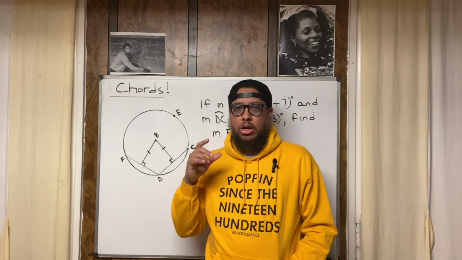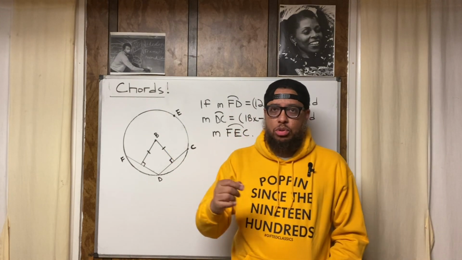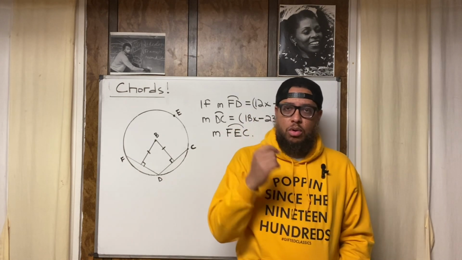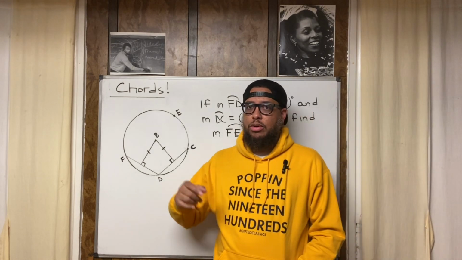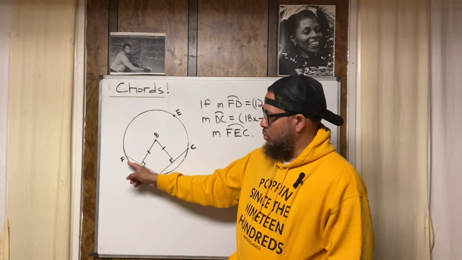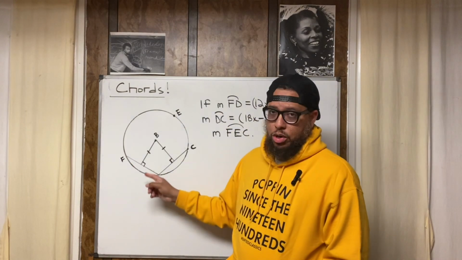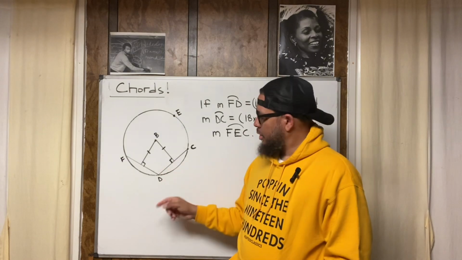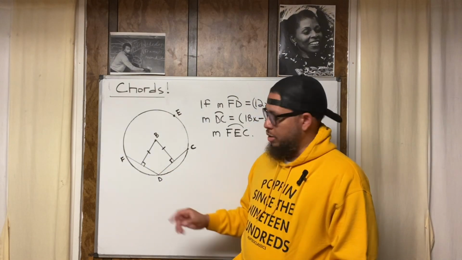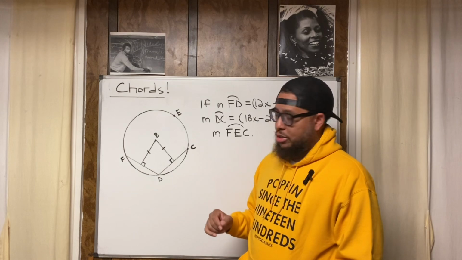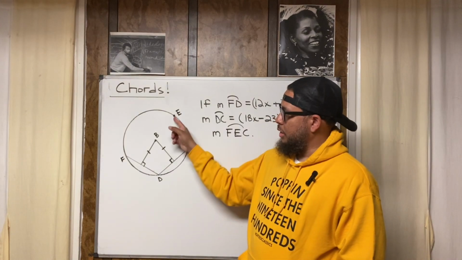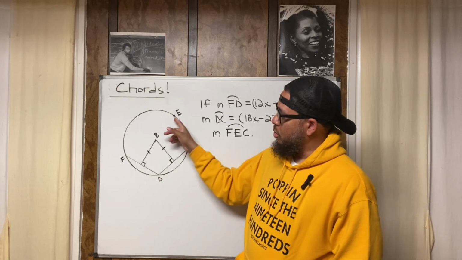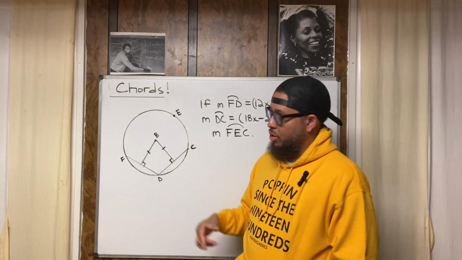What is a chord? A chord is a line segment that goes from one part of the circle to another part of the circle. It has an endpoint on one part of the circle and the other endpoint on another part of the circle. So FD is a chord. Point F to point D, that's a chord. DC is a chord from point D to point C. If there was a line drawn from point E to point C, that could be a chord also. Or from point E to point F, that could be a chord.